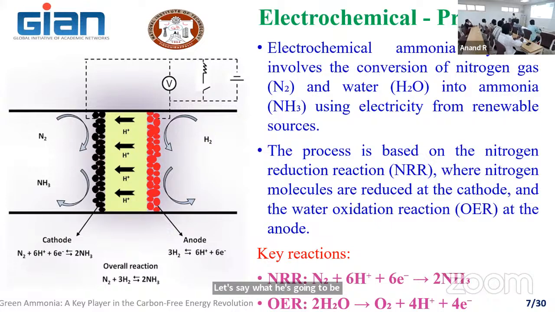The way in which our electricity is applied to the electrolyzer, if it is from green, from solar or wind or any other renewable source, it's called green ammonia. Okay. So the nitrogen reaction happens here. Normally, at the cathode, the process happening is a reduction reaction. The anode is an oxidation reaction.